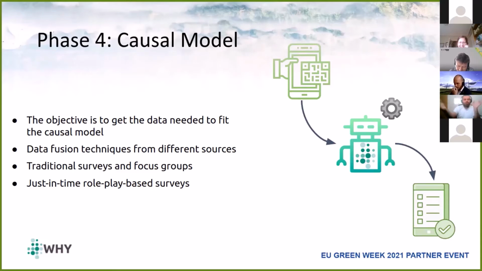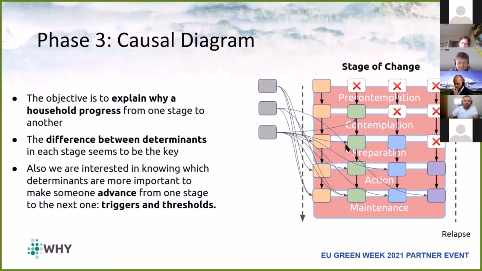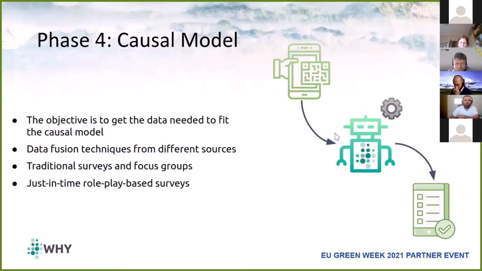And the idea is that we are going to use data fusion techniques in order to sort out what data we have already. And there is going to be also the use of traditional surveys and focus groups. But the main aspect that we wanted to highlight is that for some of those arrows, let's say, getting the value that this arrow is going to have is going to be very difficult from traditional surveys or focus groups.